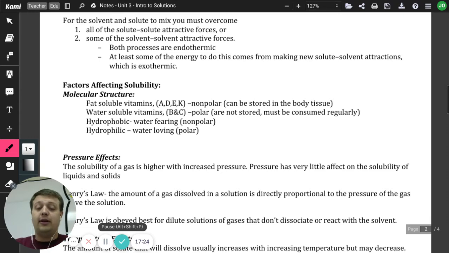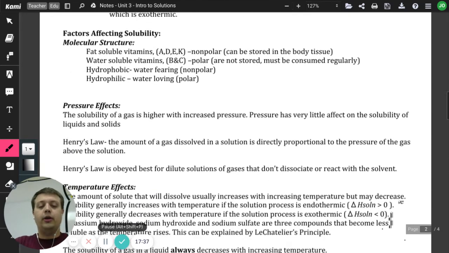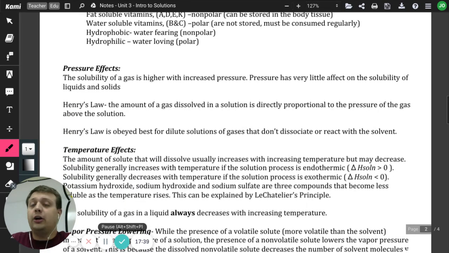Hydrophilic is the opposite, and what that means is it's water-loving, so it's going to be attracted to that water. We would see the water readily being absorbed by whatever that solute is. Okay? All right. So we've talked about a couple of factors. Let's keep on going through those factors.